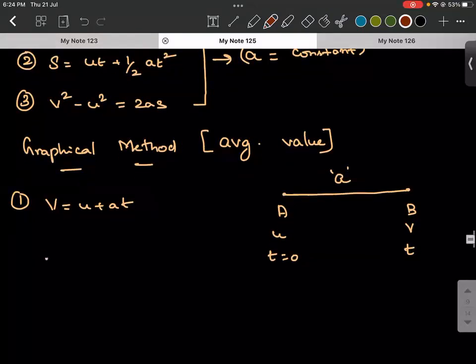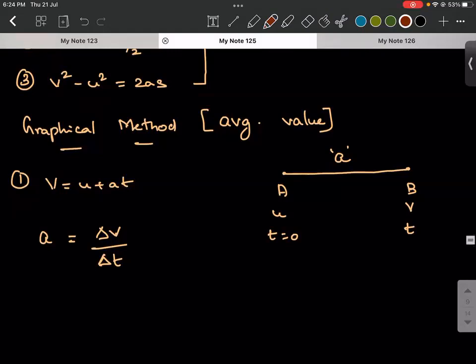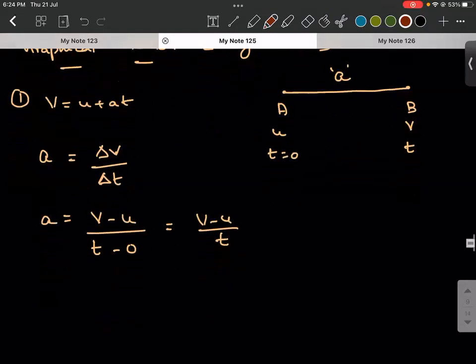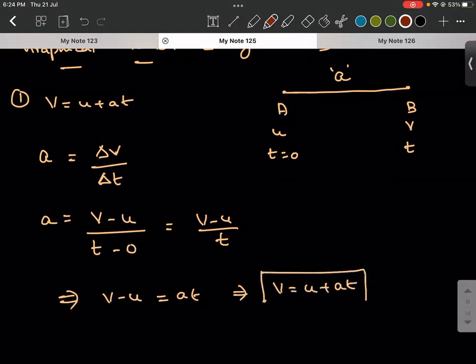Now, the basic definition of acceleration says it is the rate of change of velocity, so delta v divided by delta t, which is the average value. But what is delta v? Delta always represents final minus initial. So the final value v minus the initial value u, divided by the final time t minus the initial time zero. So this will be v minus u divided by t, which is a. If I rearrange the equation, v minus u is equal to at, or v is equal to u plus at, and this holds as the first equation of motion.